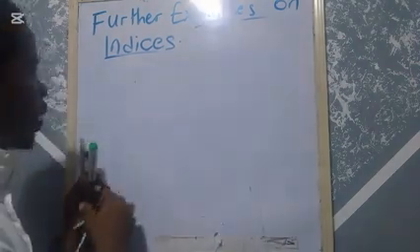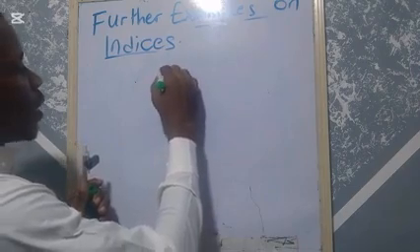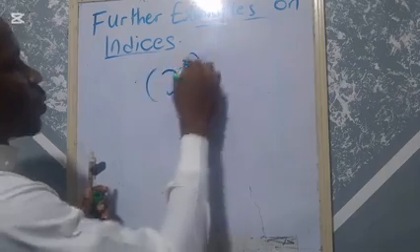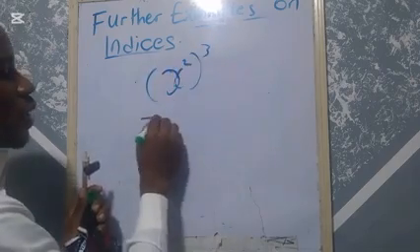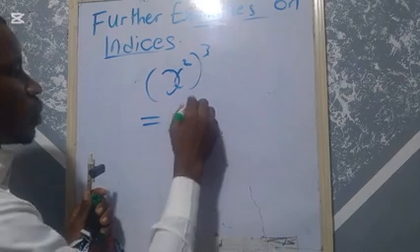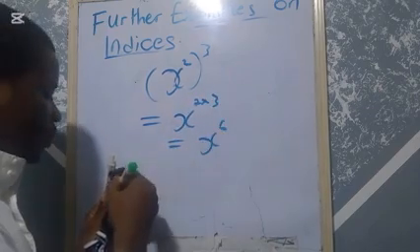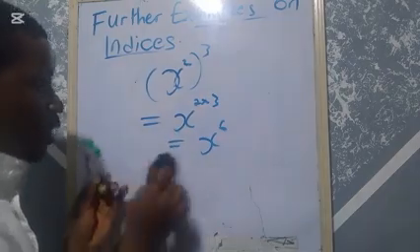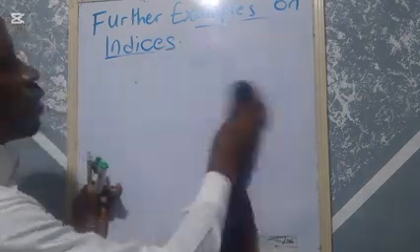We also talked about the power law. If you have something like x raised to power 2, all raised to power 3, I told you that it is the same as using this power to multiply this power. So now it's x raised to power 2 times 3, and that gives us x raised to power 6. I'm just doing a quick recap. This is not what I want to teach you today. I already explained this in our previous lesson.